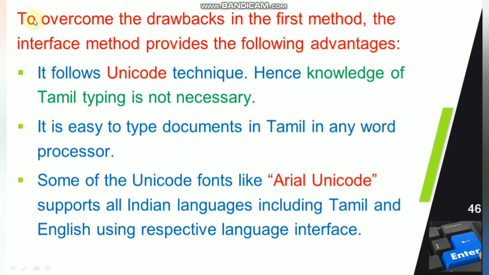To overcome the drawbacks in the first method, that is by making use of fonts, the second method has been implemented. It is by making use of a Tamil interface. It follows the Unicode technique, hence knowledge of Tamil typing is not necessary. You can directly type in English, and that will be converted into Tamil. By making use of these interfaces, there is no need of Tamil typing knowledge. It is easy to type documents in Tamil in any word processor. Some of the Unicode fonts are Arial Unicode, which supports all Indian languages including Tamil and English, using respective language interfaces.